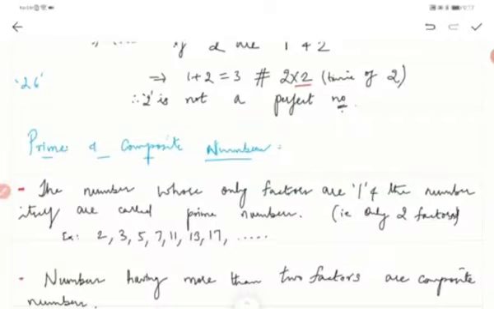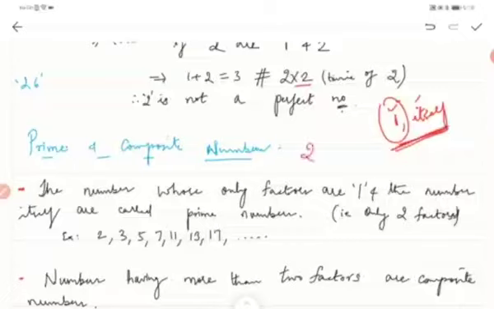So all the numbers will have the factors 1 and itself, isn't it? The number 1 and the number itself which is given, those two factors you will have for all the numbers. If you have only these two factors, that number is going to be your prime number. For example, you have 2. What are the factors of 2? It is 1 and 2, isn't it? You don't have more factors other than 1 and 2. So this 2 is your prime number.